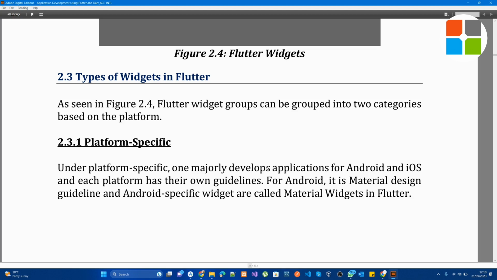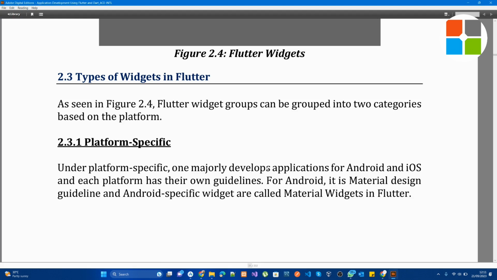One is platform specific. Under platform specific, one majorly develops applications for Android and iOS, and each platform has its own guidelines, of course. Don't forget we are building for iOS and for Android. And the way things appear in Android is not the same way things appear in iOS, in an Apple phone, right? So things are always different in terms of appearance. That is why we always have this platform specific widget, right?